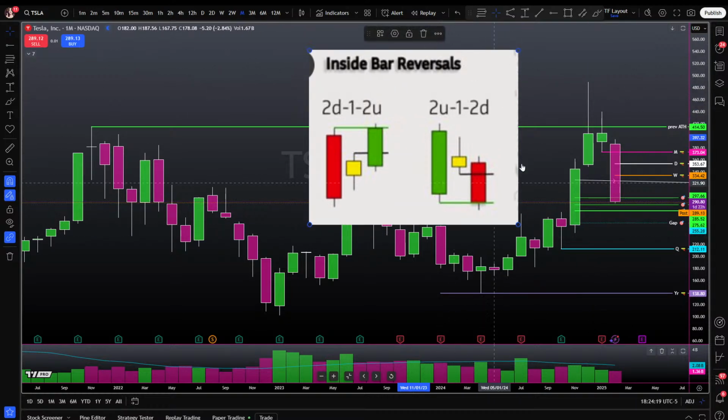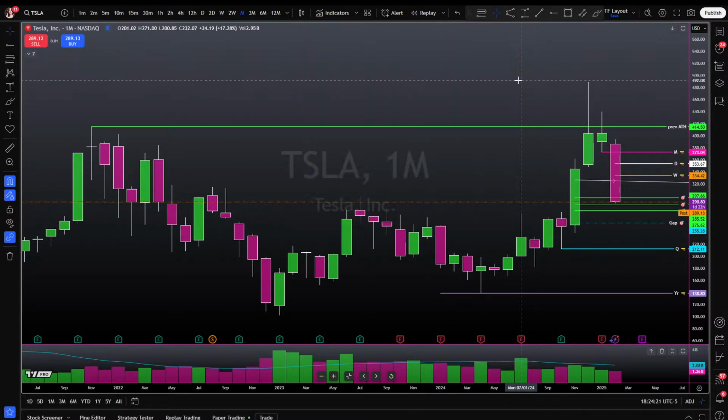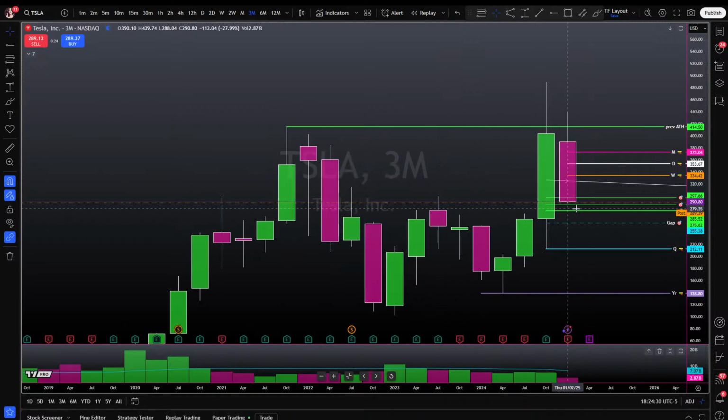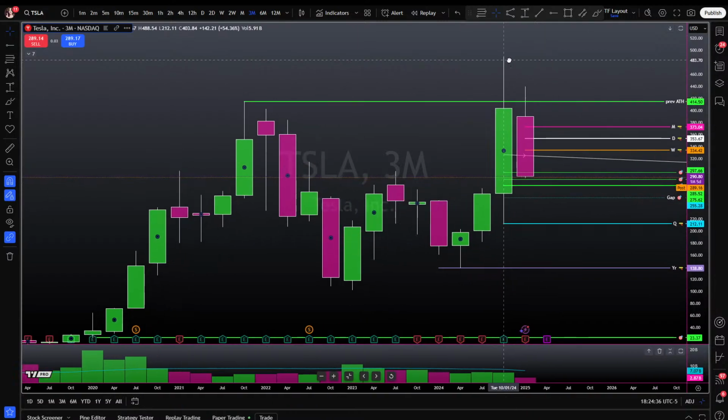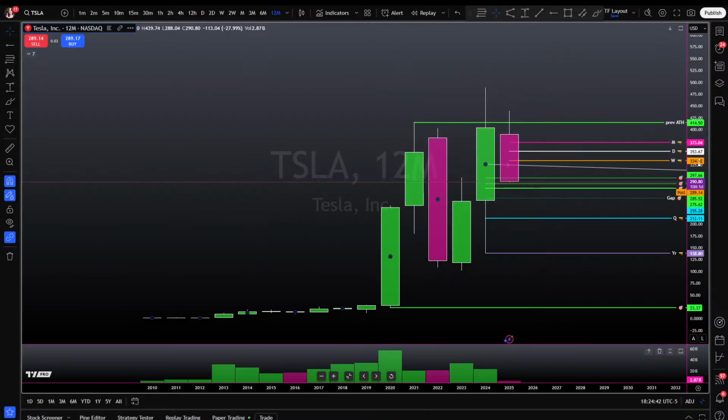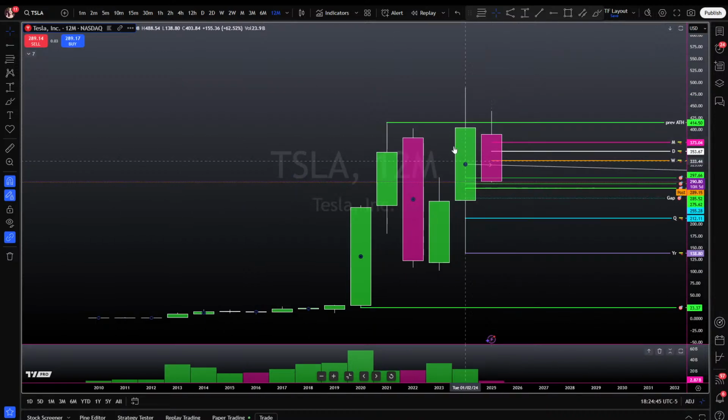Okay, so we know what reversals look like. So that's what you got. You got Tesla inside and down. What does the quarter look like? Still inside quarter, but we're getting a lot closer to triggering the 2 up, 2 down quarter. And if that happens, that'd be crazy. We might trigger the year.